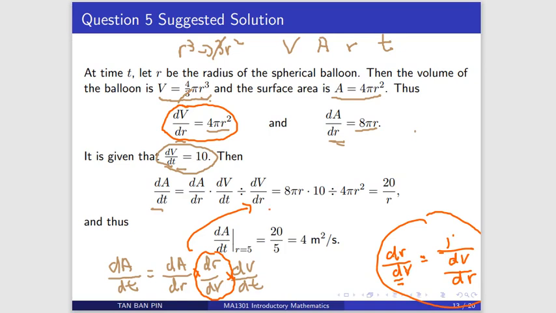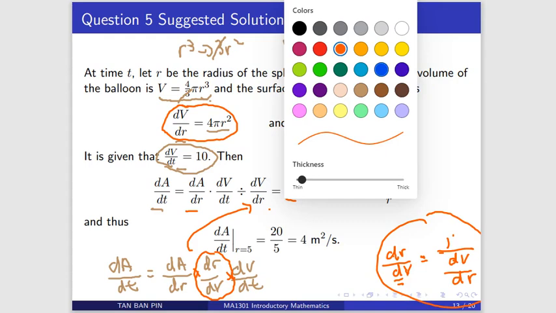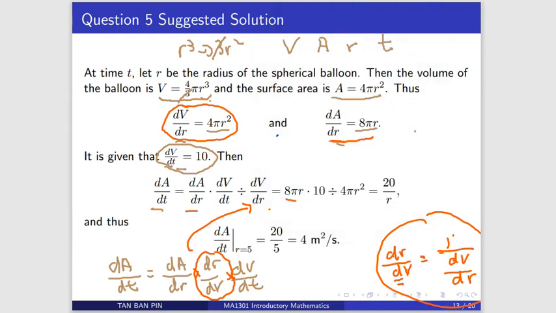So dA/dr is 8 pi r. Then dV/dt is given to be 10. Then dV/dr is 4 pi r squared, and it's divided. And all this simplifies to 20 over r.